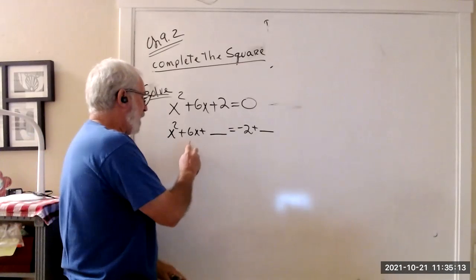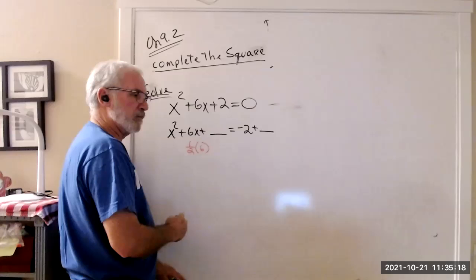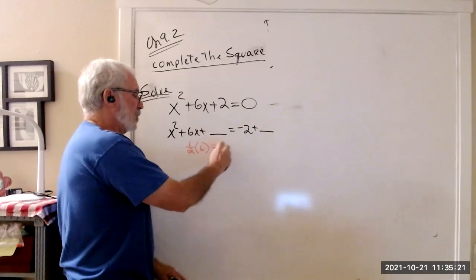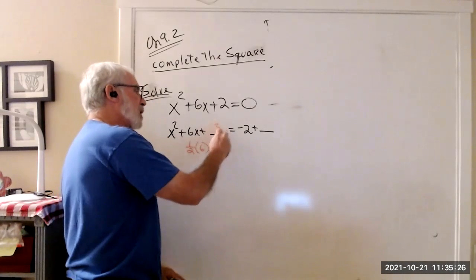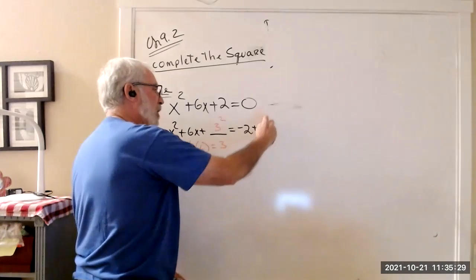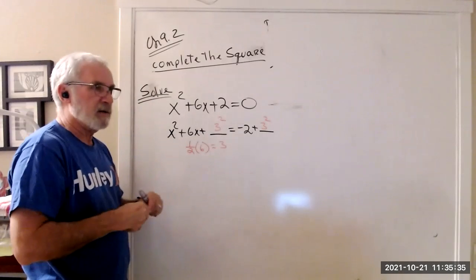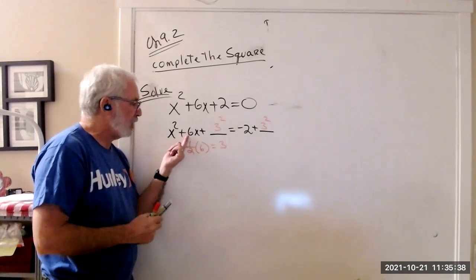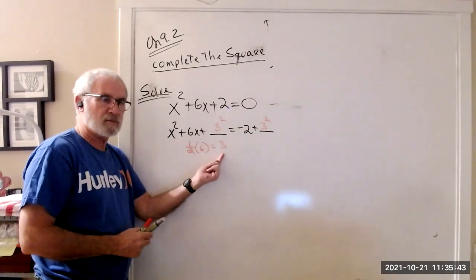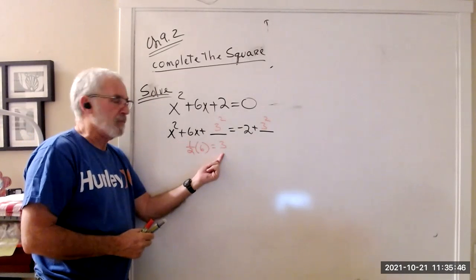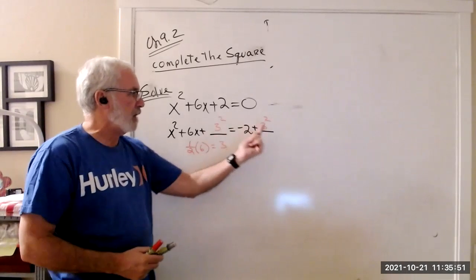You do half times this number 6, which is 3. But then you write 3 squared here and here. Okay, let's repeat what I did. I take half of that number, 6. Half of 6 is 3. But then I square it and I add it to both sides. I put a 3 squared here. I put a 3 squared here.